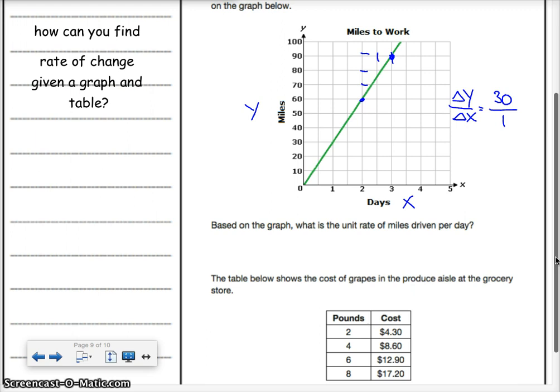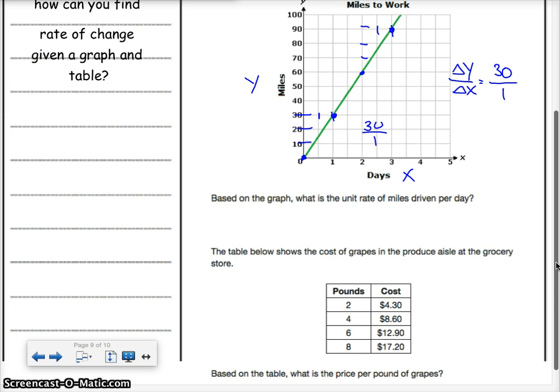Because look at your scaling. You better be careful for that scaling. My scaling on the x-axis is by 0.5. So be so careful with your scaling. 10, 20, 30 over 0.5, 1. I'll just show you that's the same thing if I used these 2 points. Rise over run. 10, 20, 30 over 0.5, 1. 30 over 1. Okay? So, based on the graph, what is the unit rate of miles per day?